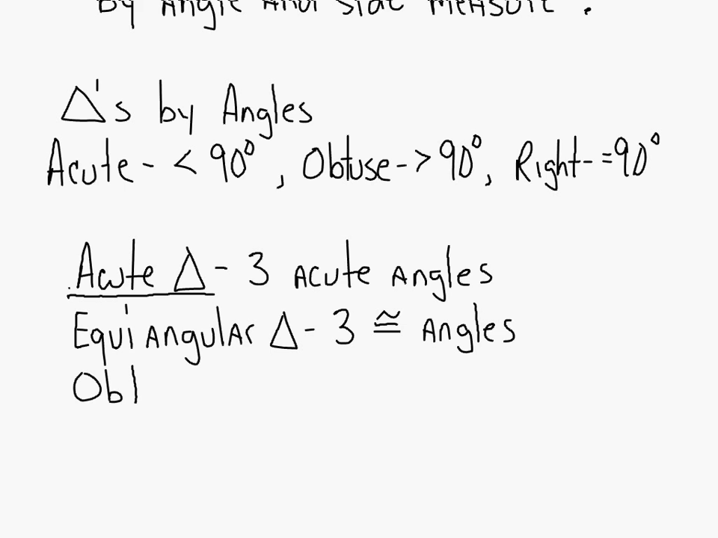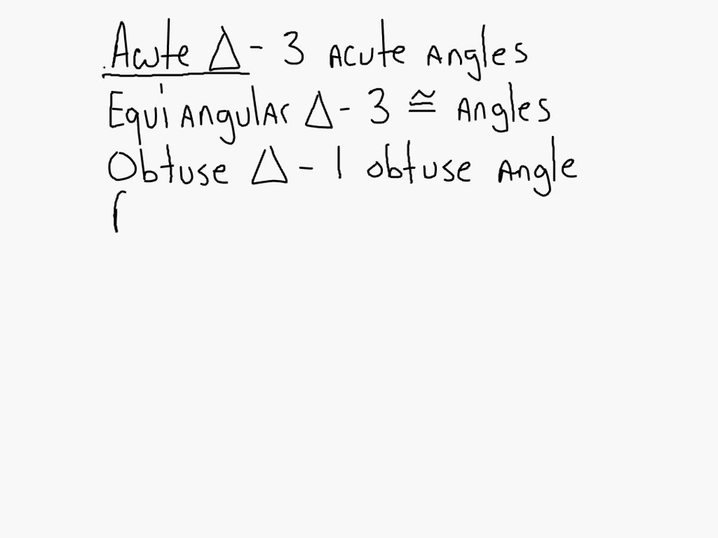And an obtuse triangle has one obtuse angle. And the last type of triangle by angle measure is a right triangle, and that's got one right angle.